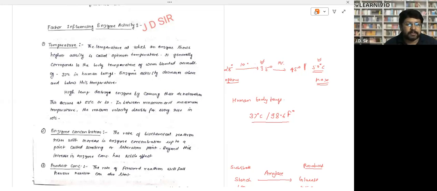So in between the minimum and maximum temperature, the reaction velocity doubles for a rise of 10 degrees centigrade. What does it mean? Look, the enzymes in our body work optimally at 37 degrees centigrade, right? So at a rise of every 10 degrees centigrade, the functionality of the enzyme gets double. So when the internal body temperature goes from 35 to 45 degrees centigrade, the activity of the enzyme becomes double, but it cannot go beyond 50 degrees centigrade. Beyond 50 degrees centigrade, the enzyme will degrade and stop working.